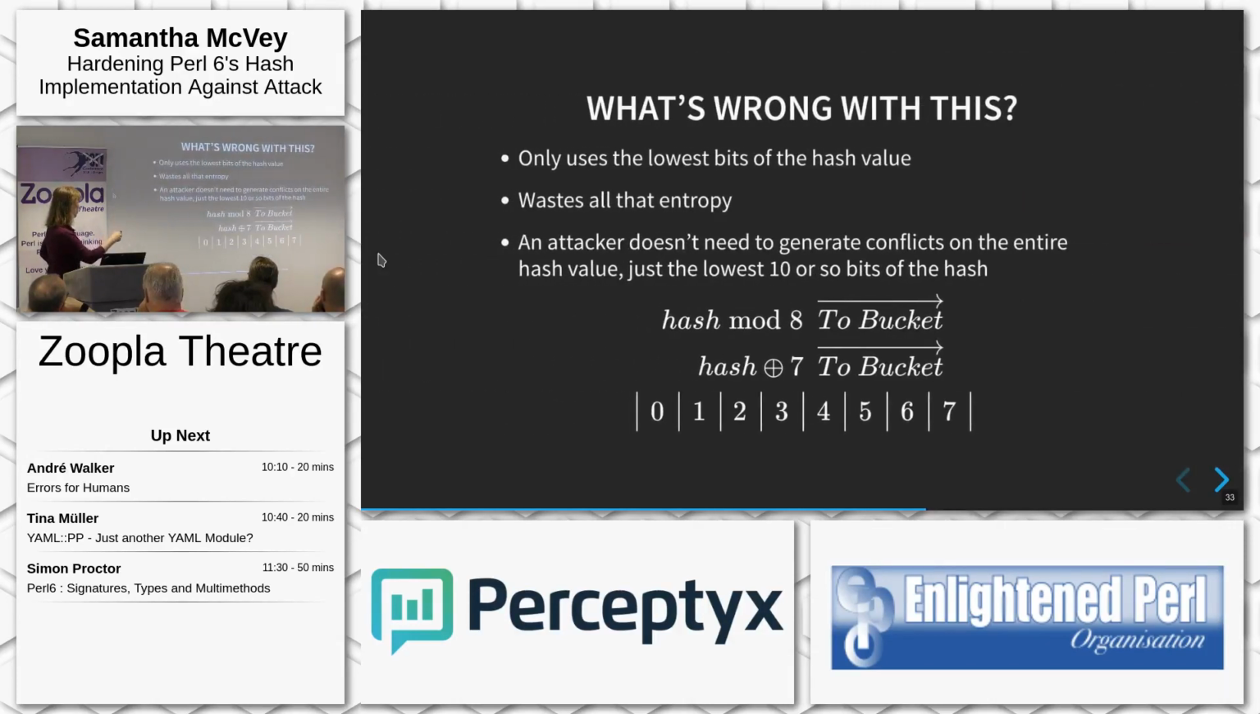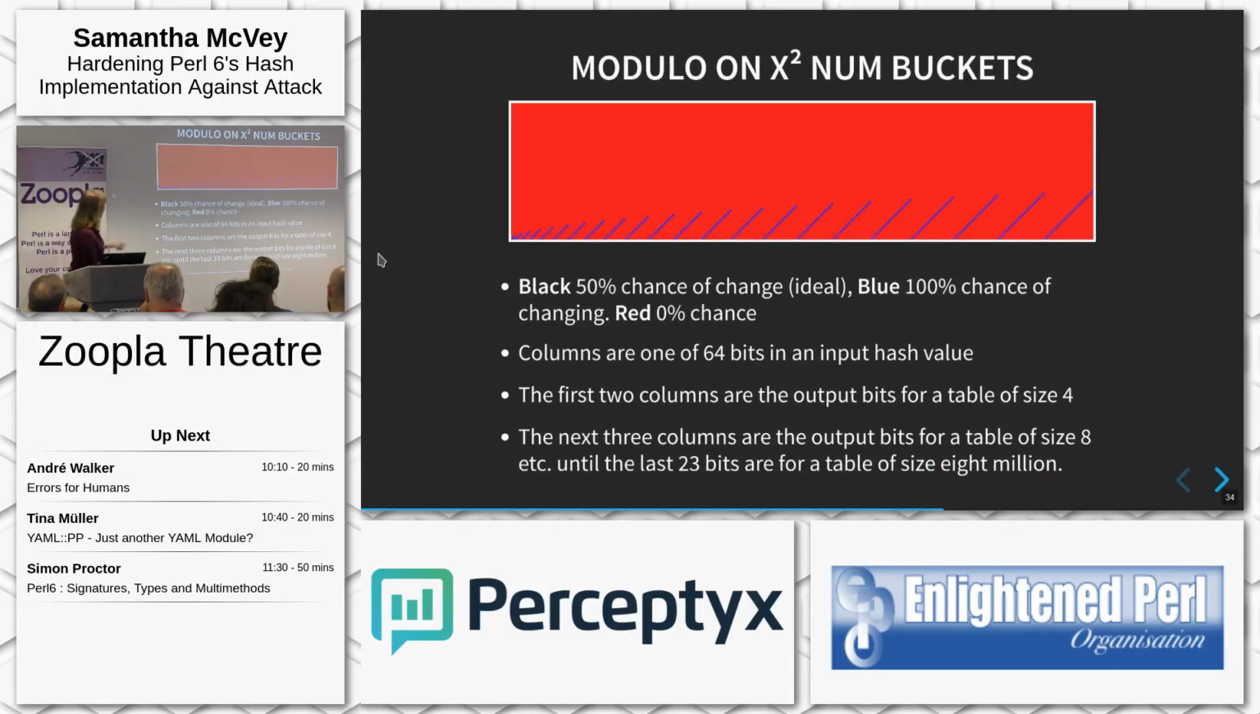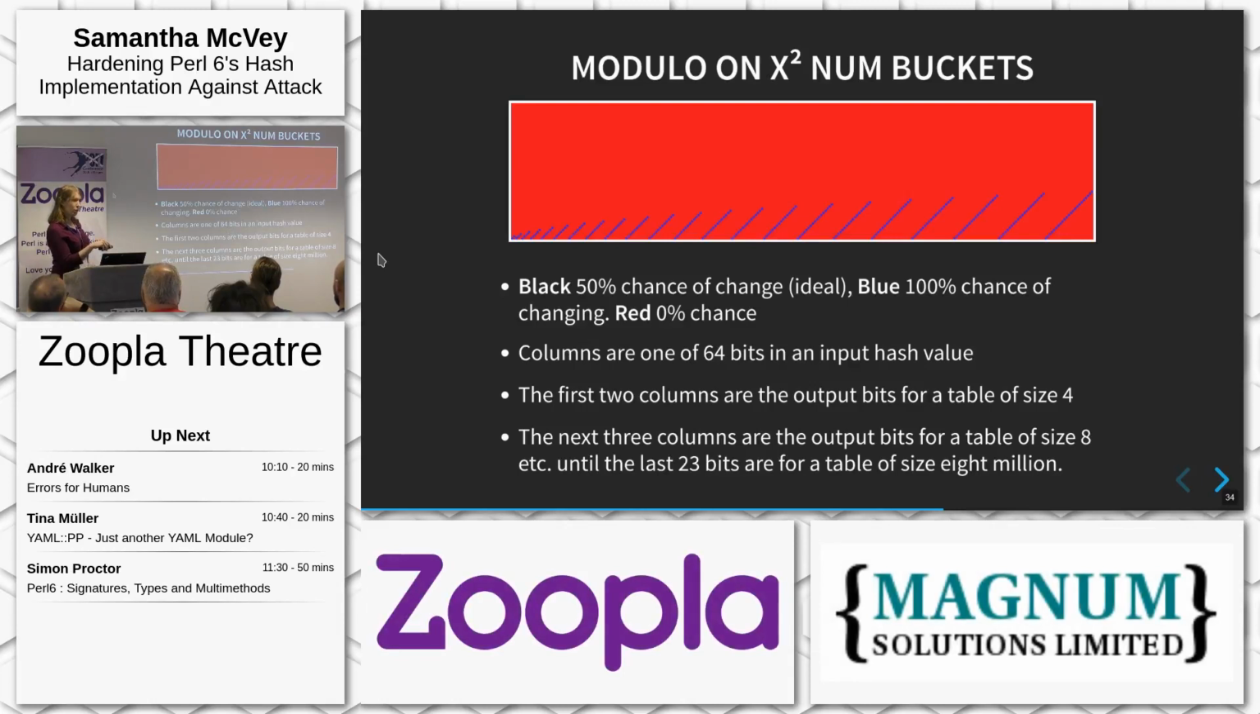So essentially, this is hash table size 4, this is 8, 16, etc. And these are each of the 64 bits in the final hash value. Essentially, we're trying to find out, if we change one of the bits in the 64-bit hash, what's the chance it's going to change which bucket we put it in?